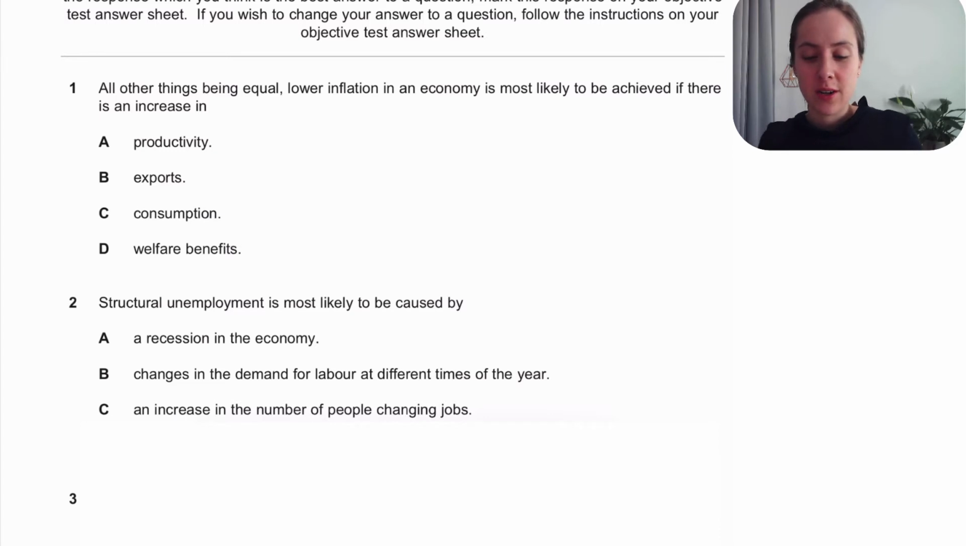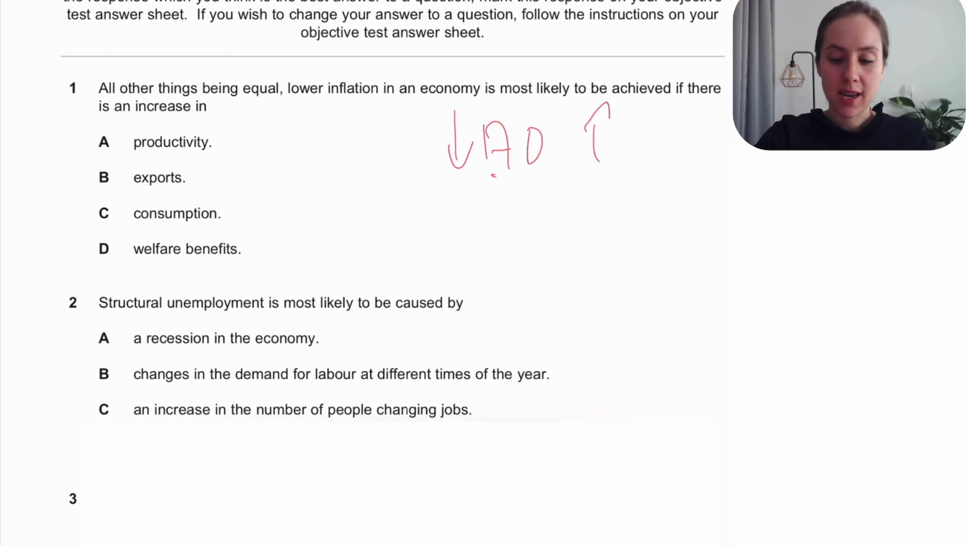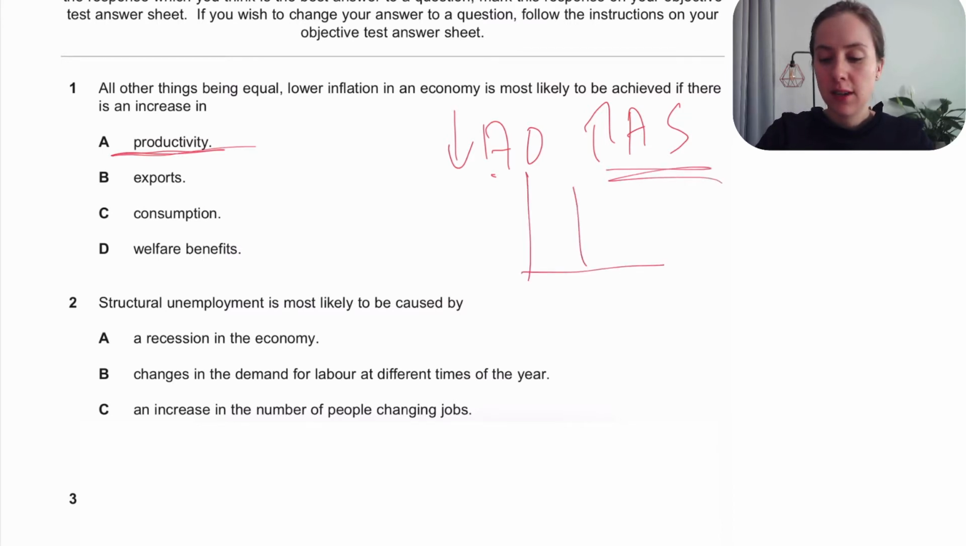Lower inflation in an economy is most likely to be achieved if there is an increase in... So you want to have low AD or you want to have lots of AS. Those would create low inflation. So an increase in productivity, it looks like it would increase AS and decrease inflation. Here's the explanation. Your long run AS shifts right, and that will make your P1 fall to P2.